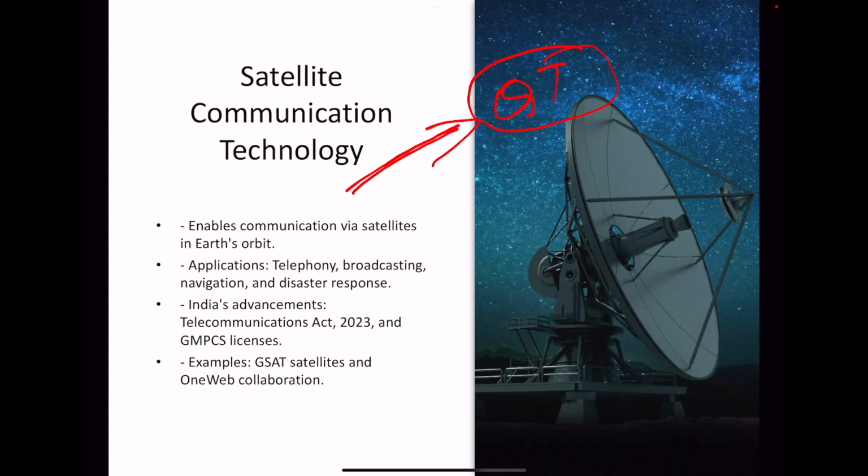So right now we are using towers and all for our communications, right? When you call somebody through a tower, your call will go, it will get connected like that. So this satellite communication technology eliminates the use of towers basically. The physical structure which is there on the earth can be eliminated and you can directly contact your other person. So applications are telephony, broadcasting, navigation, and disaster response.